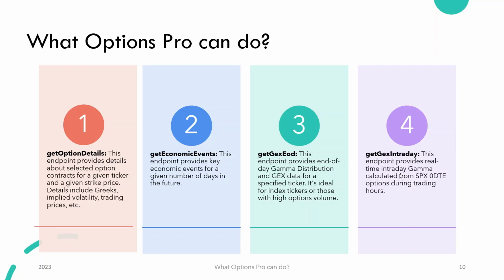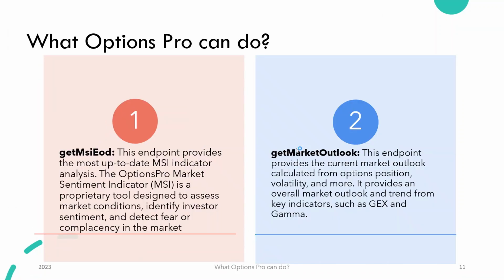Similarly, gamma intraday provides the real-time intraday gamma calculated from SPX. SPX is the derivative for the S&P 500. Futures derivative for the S&P 500. And similarly, you see something similar for get EOD, right? So you have something similar to this. And this one, the MSI indicator, is the proprietary tool. Market conditions identify investor sentiment. You might have seen on CNBC or MarketWatch, they have something called the greed and fear index. So they talk about something similar to this.